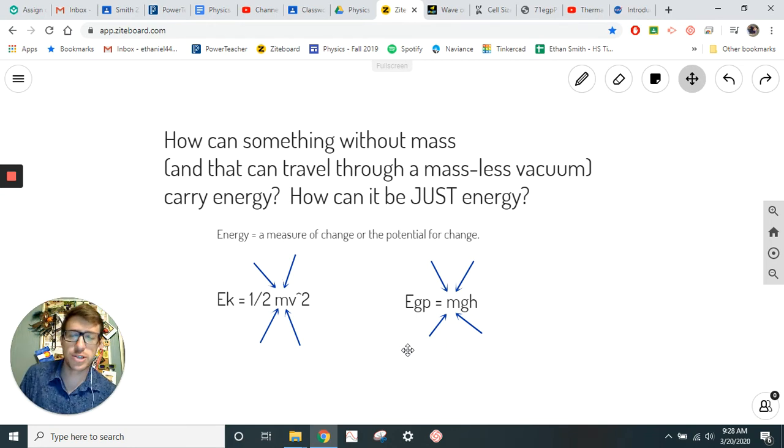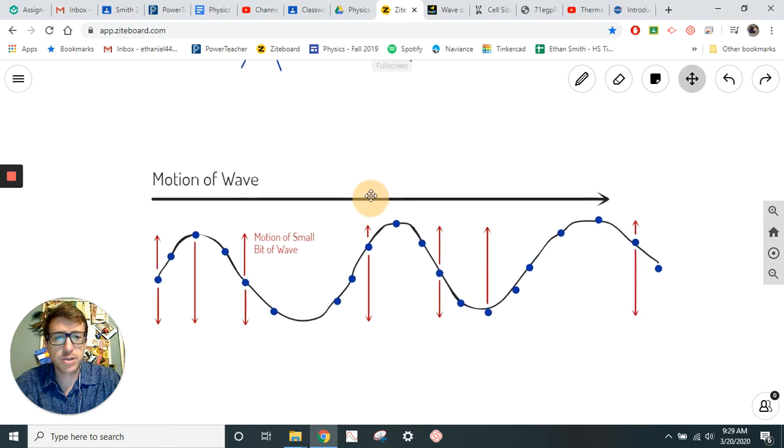If we remember what energy is, it's a measure of change or the potential for change. Previously, when we've talked about energy, like kinetic energy or gravitational potential energy, we've had mass as a key component of that. We have some mass that's moving or has the potential to move. So how can something without mass at all exert a force over distance, do work, and transfer energy? How can that happen? Well, electromagnetic waves can.